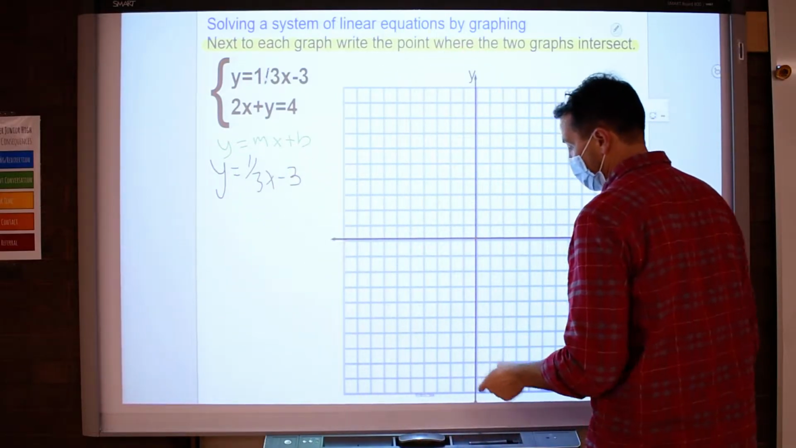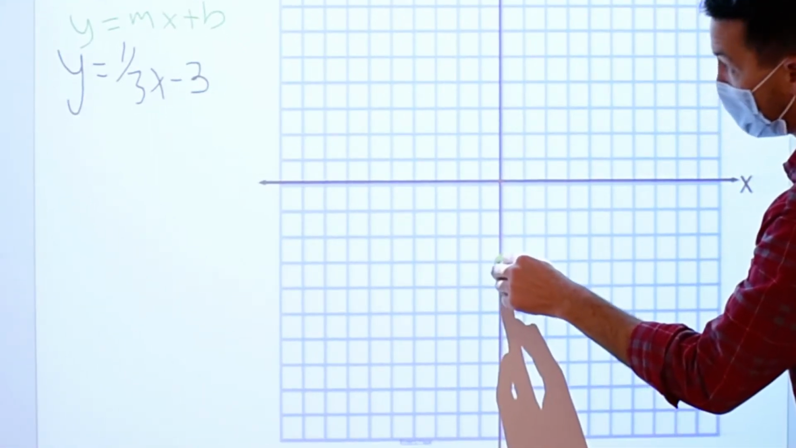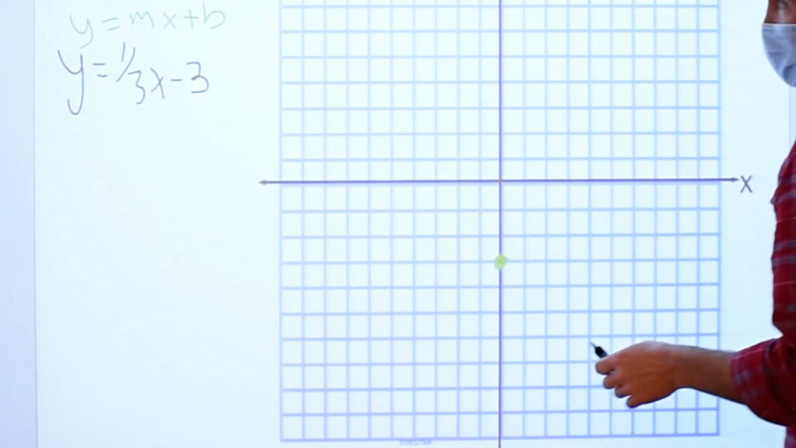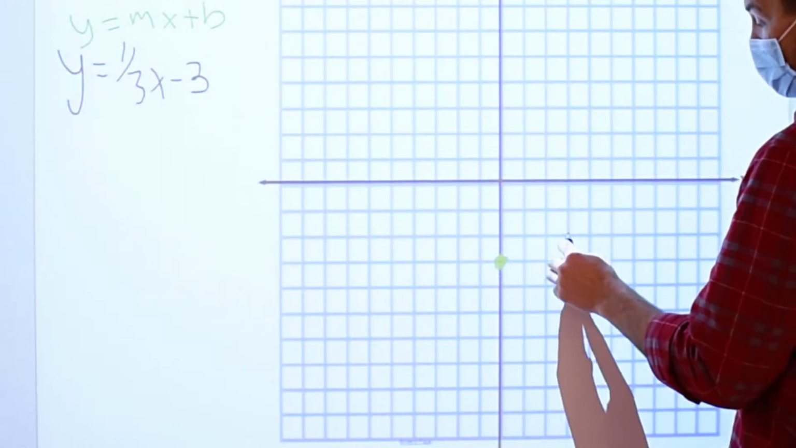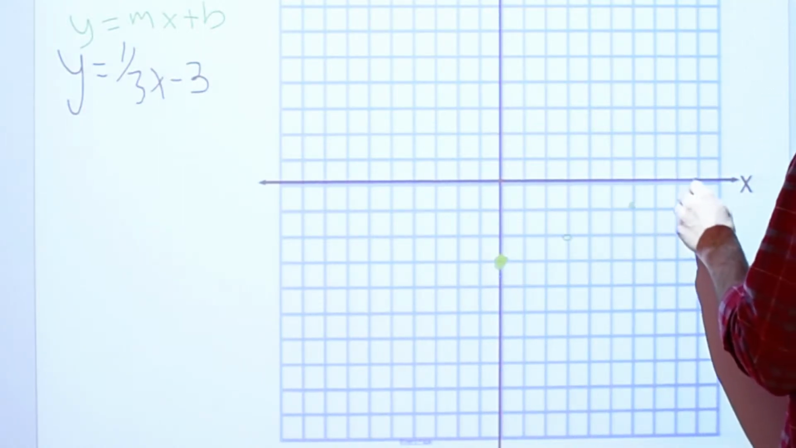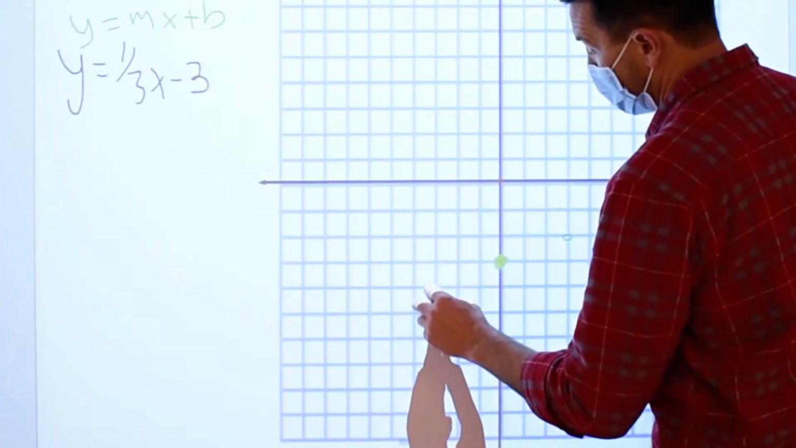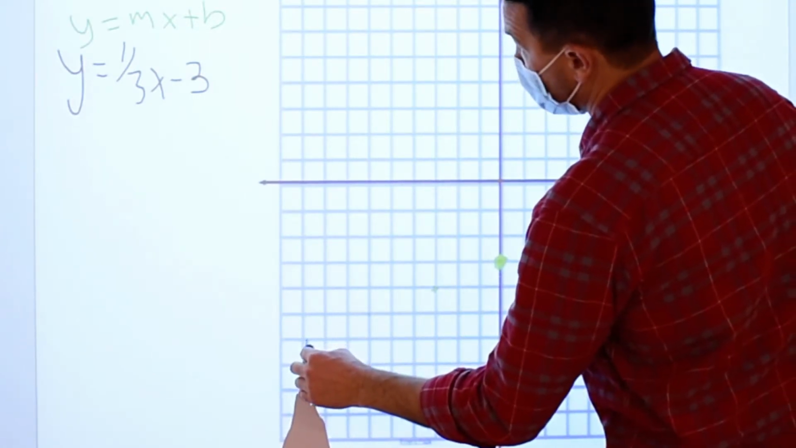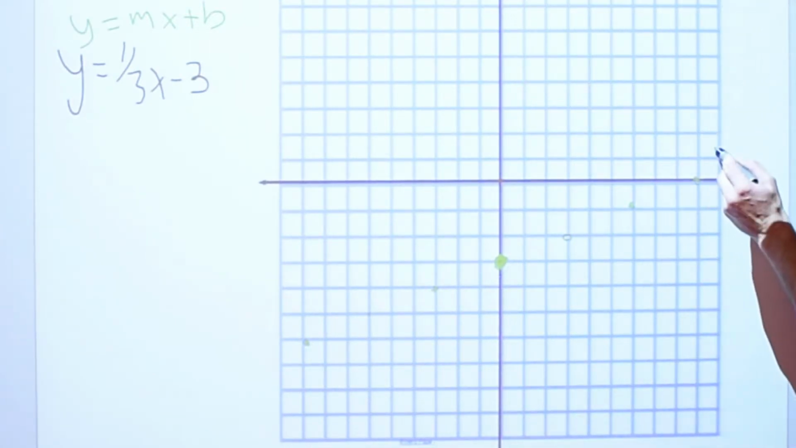So my begin is at negative 3. So I go to negative 3. And my move is 1 over 3. So I'm going to go over 3, up 1, over 3, up 1, over 3, up 1. And negative 3, down 1. And again, for those of you who struggle a little bit with this, it was a positive 1/3.